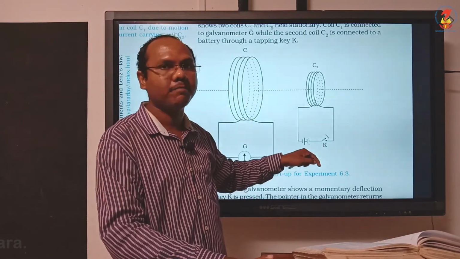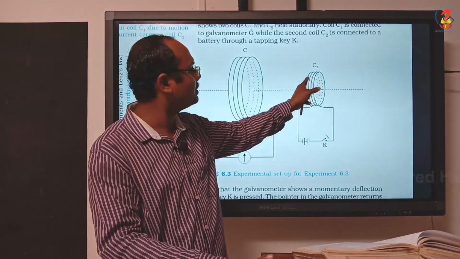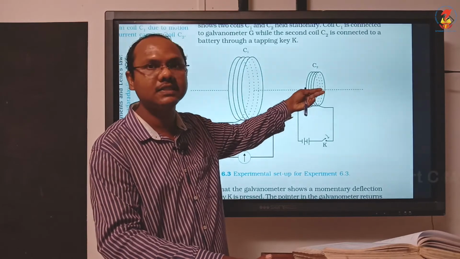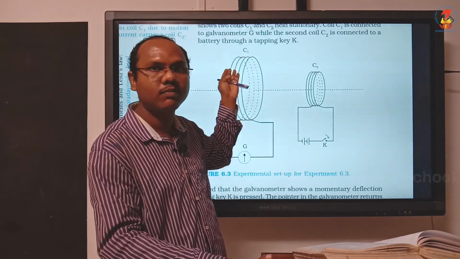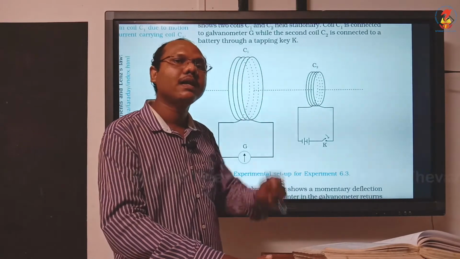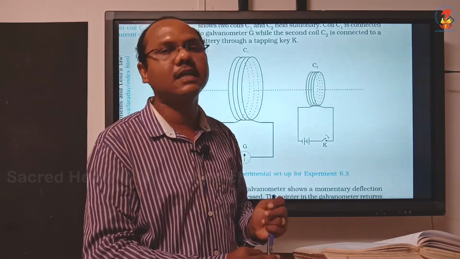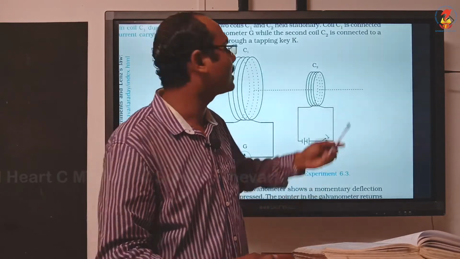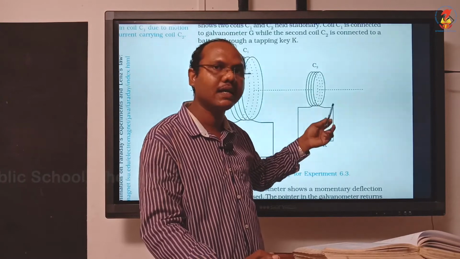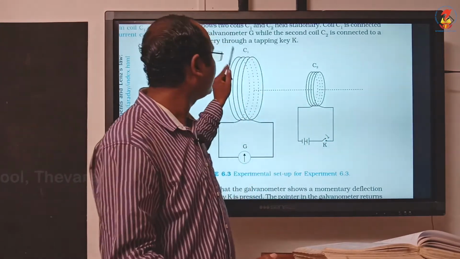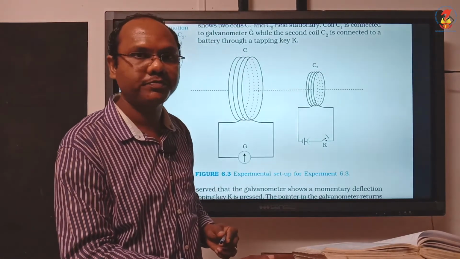pressed the tapping key. When the tapping key is pressed, the circuit is on, the current in the solenoid C2 will increase. So magnetic flux will increase and an induced current is formed in C1. Now, when the tapping key is released, the circuit C2 is open. So the current in the coil C2 will decrease, the magnetic flux also will decrease, and as a result, induced current will form in C1 in the opposite direction.